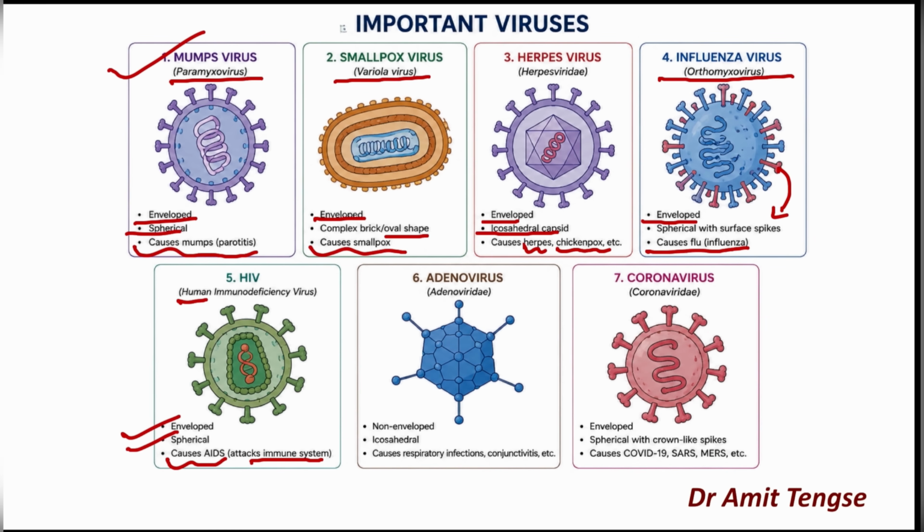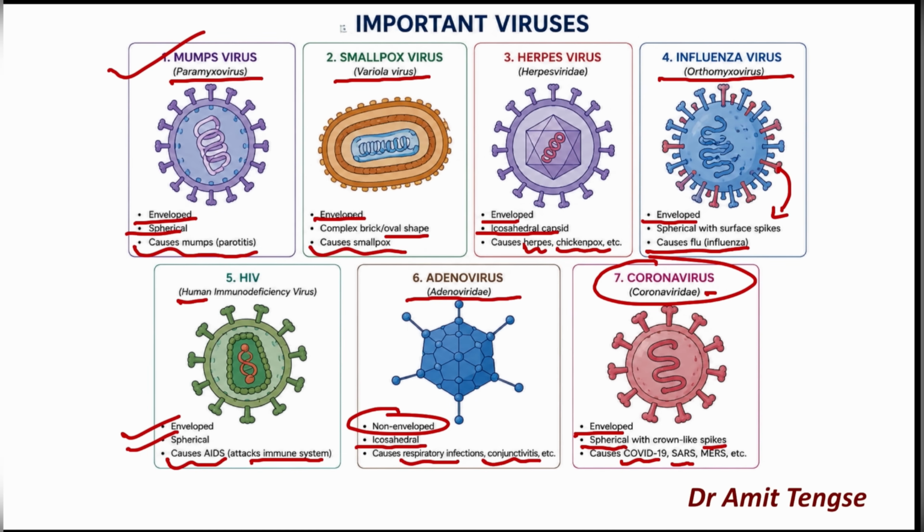Next are the adenoviruses from the family Adenoviridae. Now these are non-enveloped. All the above viruses were enveloped. Adenoviruses are non-enveloped, that is they do not have an envelope, and they are icosahedral. They cause respiratory infection and conjunctivitis, etc. Now the most important and latest are coronaviruses. These are from the Coronaviridae family. They are enveloped, spherical with crown-like spikes, and they cause COVID-19, SARS and MERS.